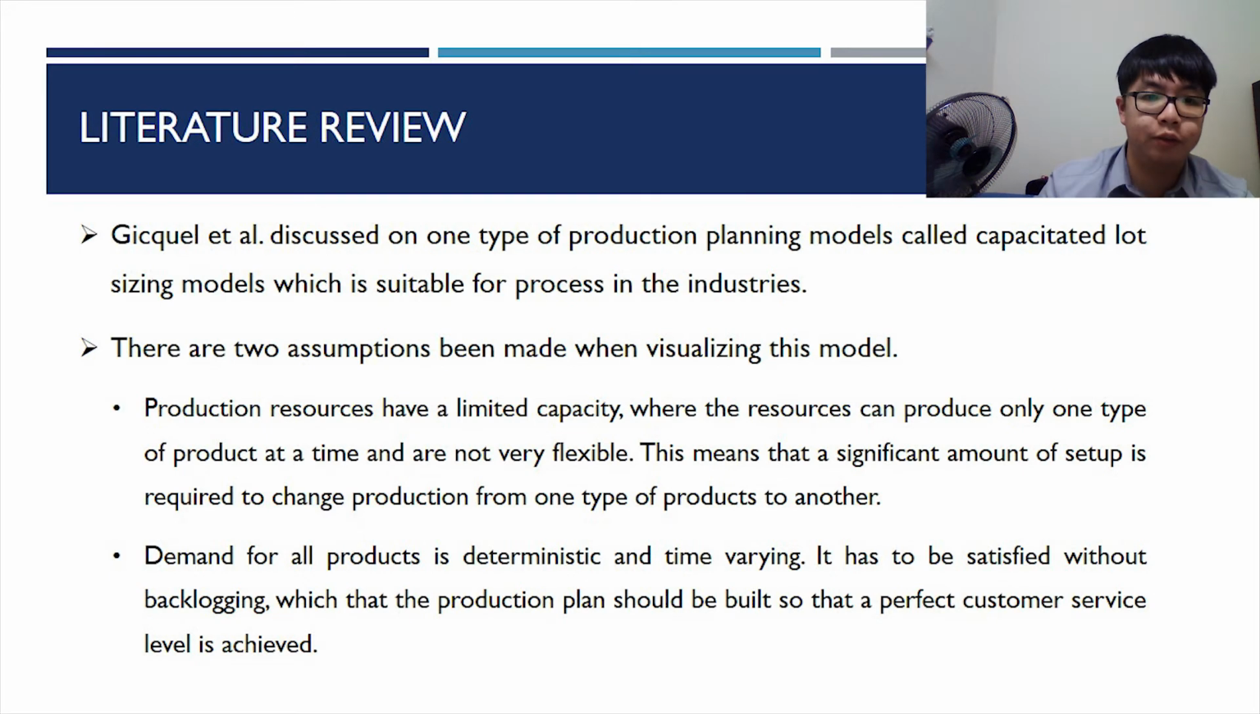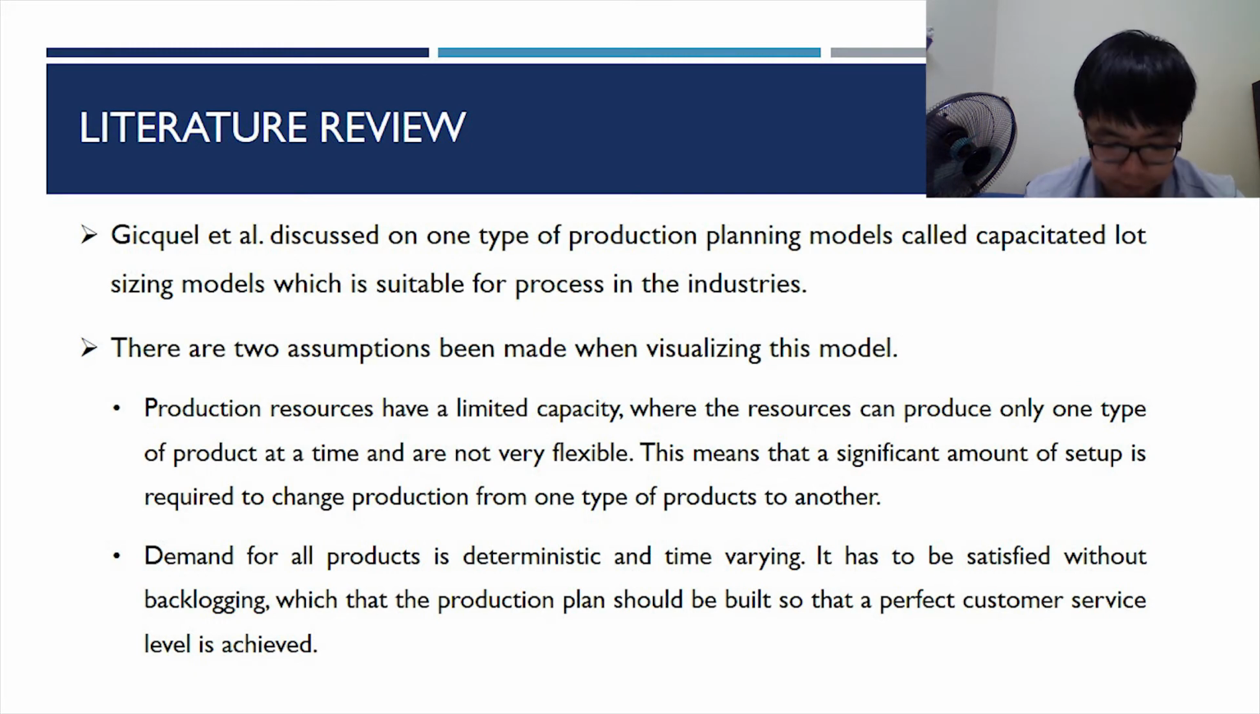There are two assumptions that have been made. First, production resources have a limited capacity, where the resources can produce only one type of product at a time and are not very flexible. This means that a significant amount of setup is required to change production from one type of product to another. Second, demand for all products is deterministic and time varying. It has to be satisfied without backlogging, so that the production plan should be built such that a perfect customer service level is achieved.